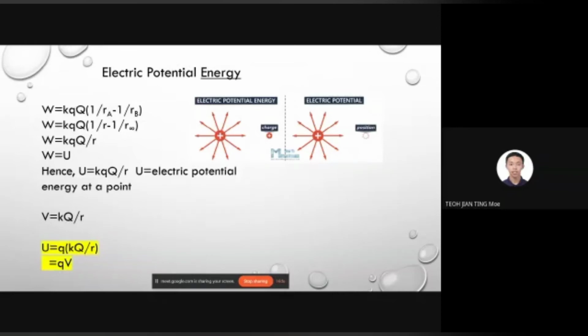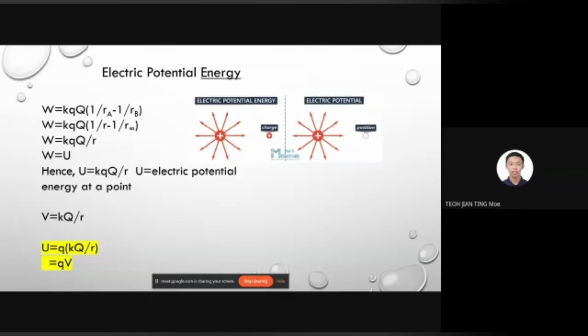Work done equals U. Hence, we can assume that U equals kQq over r. U is the electric potential energy at a point. At the same time, V equals kQ over r. So we can simplify the formula: U equals q multiplied by kQ over r. We substitute V into it, and we get U equals qV.